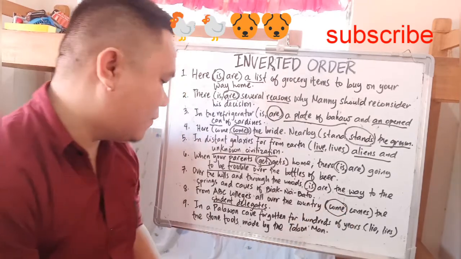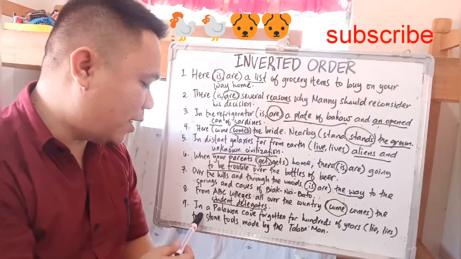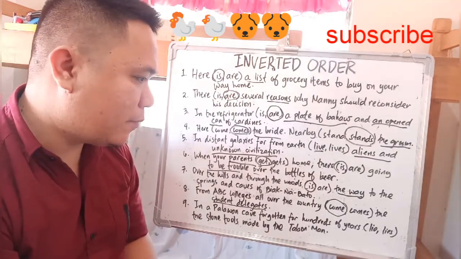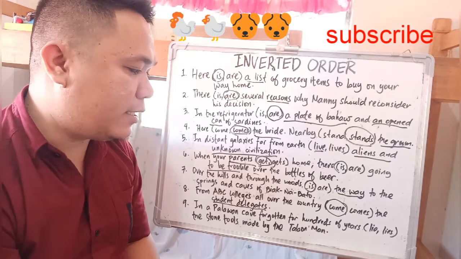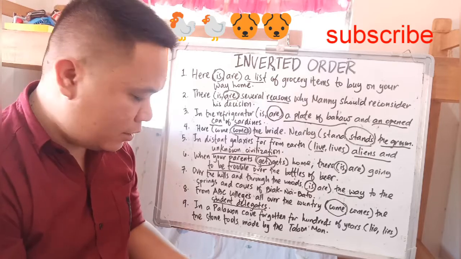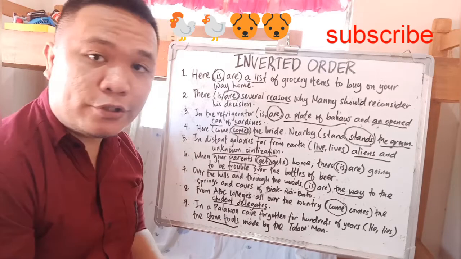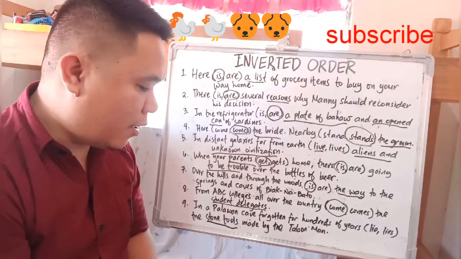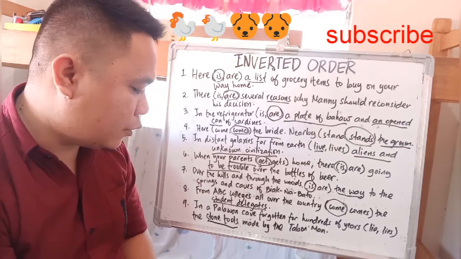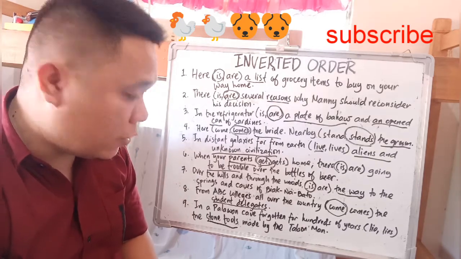Come. Okay. In a Palawan cave forgotten for hundreds of years, it begins with a preposition that will signal us that it is an inverted order. Lie lies the stone tools made by the Tabon man. So, what do you think is our subject here? Not stone, but the entire phrase, stone tools, that are made by the Tabon man. So that is plural.